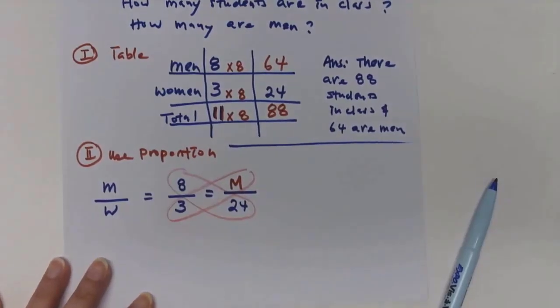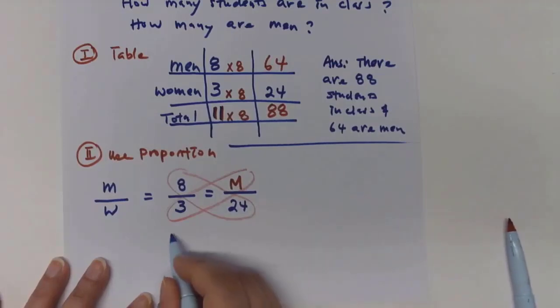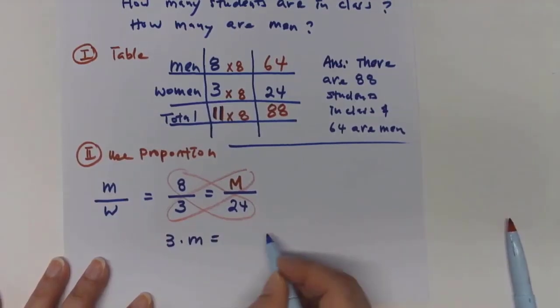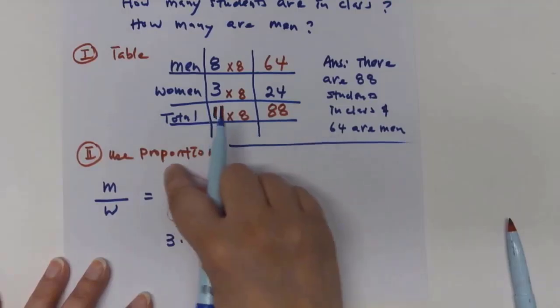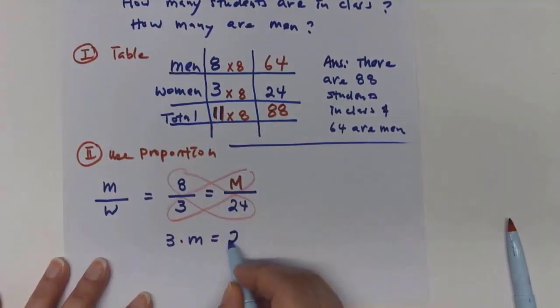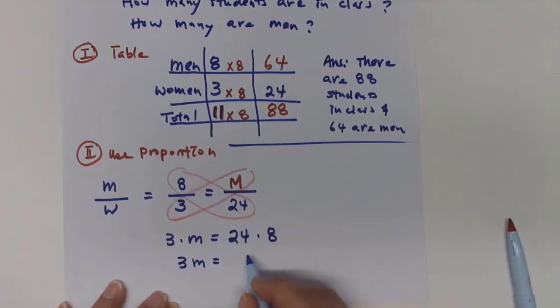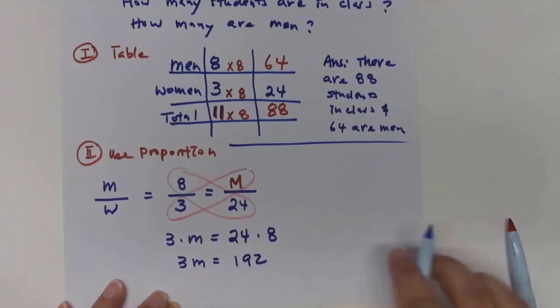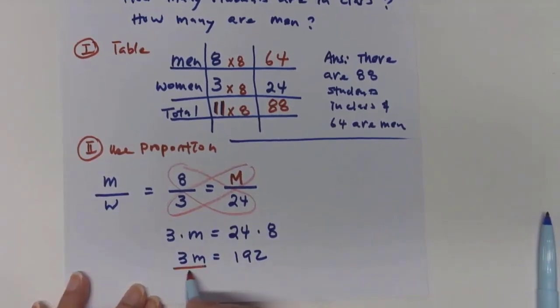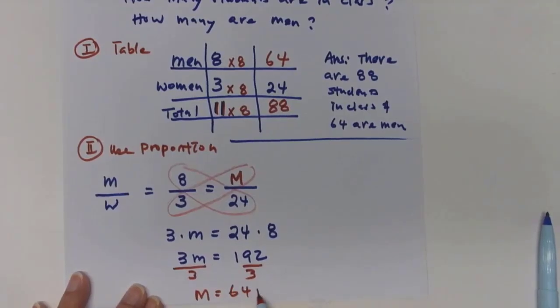We cross multiply like that, we have what? 3 times m equal to 8 times 24, the order doesn't matter. 8 times 24 is what? 192. To solve for m, we do what? Divide 3 both sides, so m is 64 men. So that's one of the answers.